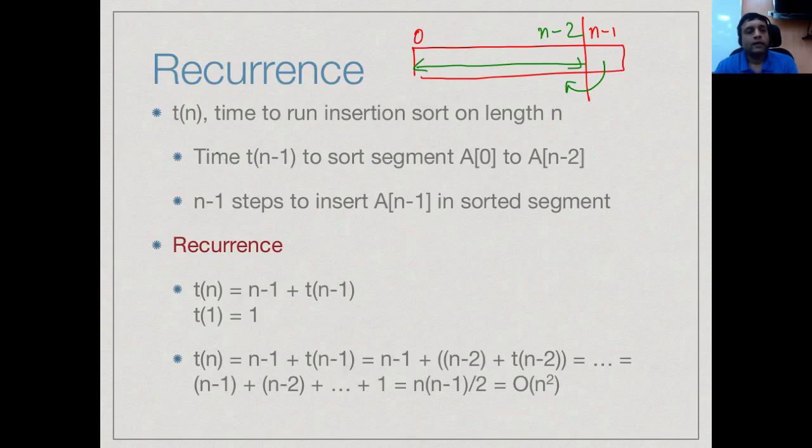So it takes time T of n to sort the entire thing. This breaks up into taking time T of n minus 1 to sort the first part up to n minus 2, and then n minus 1 steps to do the insert. So we get the same recurrence as we did for selection sort. T of n is n minus 1, this is the insert phase, plus T of n minus 1, which is the recursive phase. If we expand this out exactly as we did before, we get n minus 1 plus n minus 2 down to 1, which is n into n minus 1 by 2, which is order n squared.